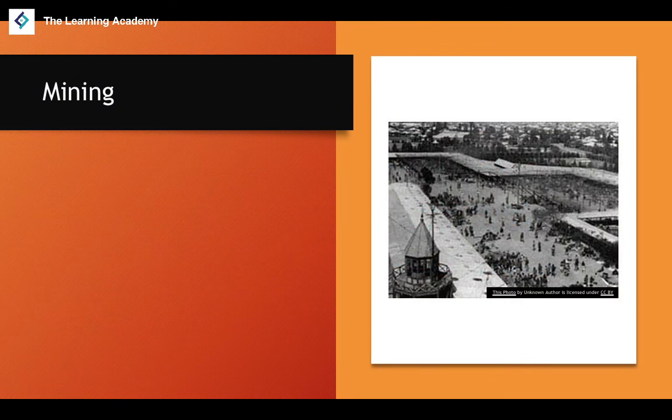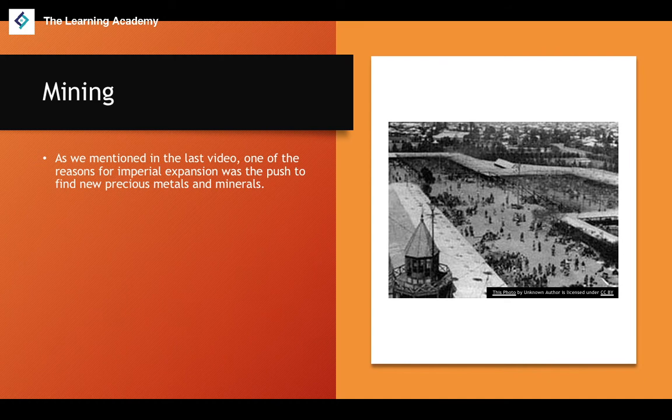So let's talk about mining. Not only was agriculture a very important development, and agricultural goods very important trading for the British Empire, but mining and the raw materials was also very, very important. As we mentioned in the last video, one of the reasons for the imperial expansion in the second half of the 1800s was this push and this almost hysteria to find new precious metals and minerals across the world. These materials became hugely profitable, and so therefore they became a very key, paramount part of trading across the British Empire.